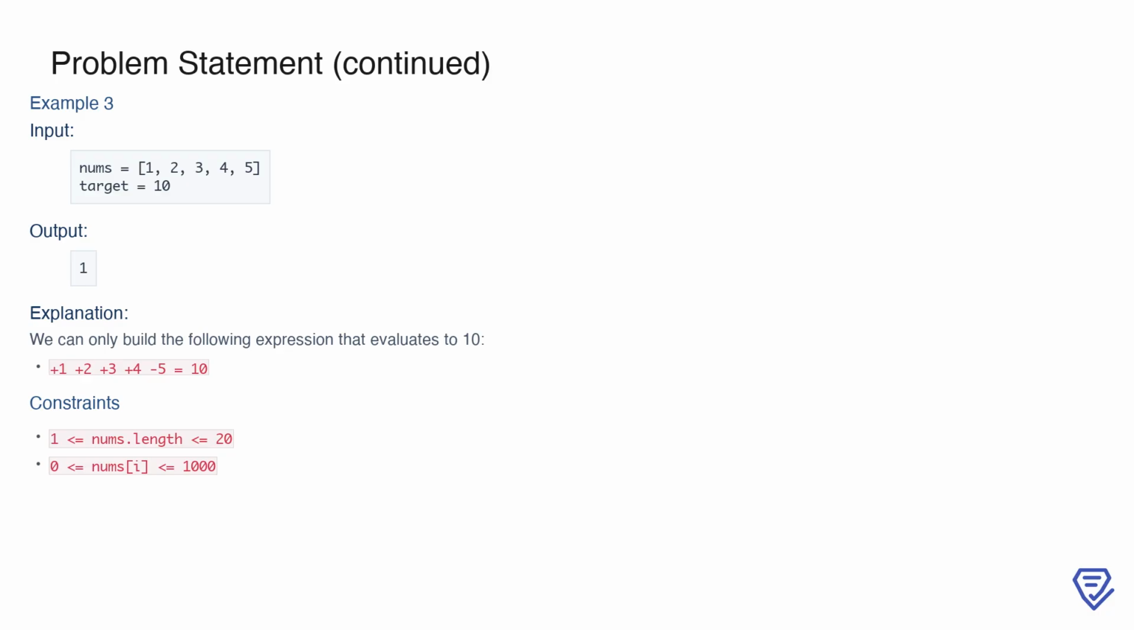Another example is when nums is [1, 2, 3, 4, 5], and target is 10. In this case, the output is 1, because there is only one valid expression that evaluates to 10. That expression is +1 +2 +3 +4 -5... This example demonstrates how the problem scales as the array becomes larger and how the combinations of signs can become more complex. The challenge lies in identifying all valid expressions efficiently, especially as the length of nums increases.